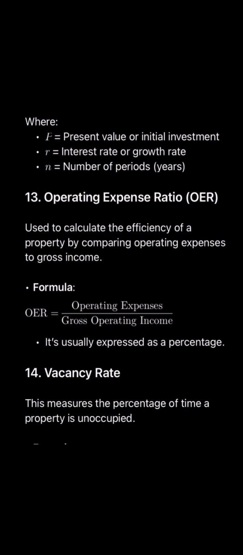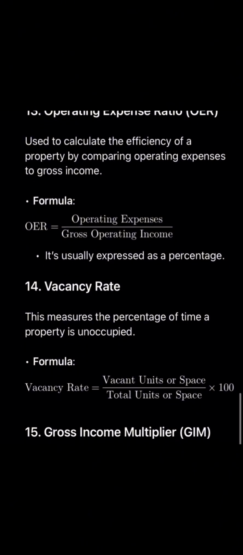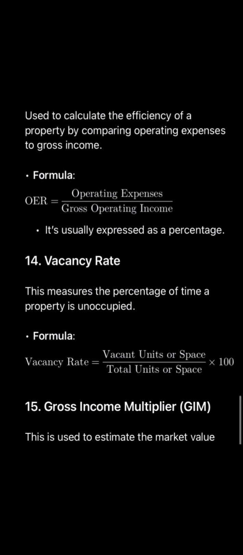Number 13. Operating expense ratio, OER. Used to calculate the efficiency of a property by comparing operating expenses to gross income. Formula: OER = operating expenses / gross operating income. It's usually expressed as a percentage.